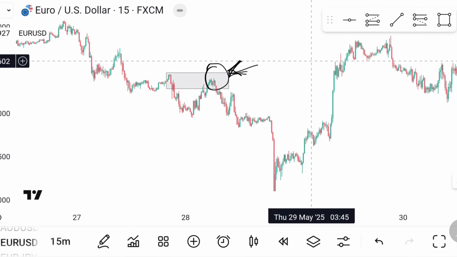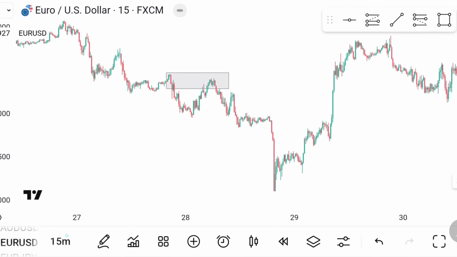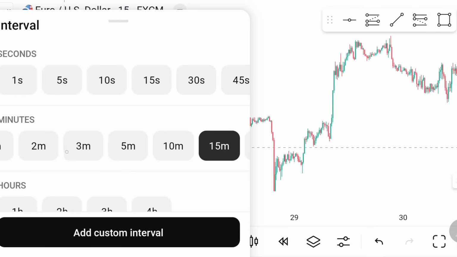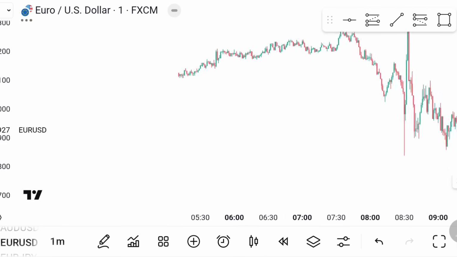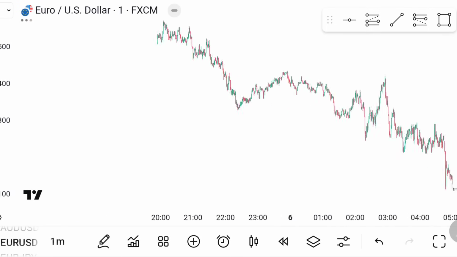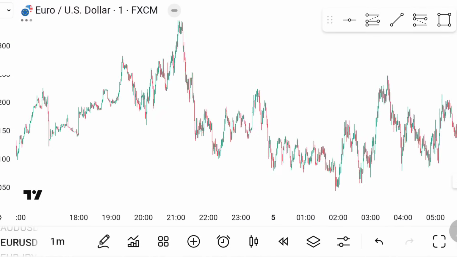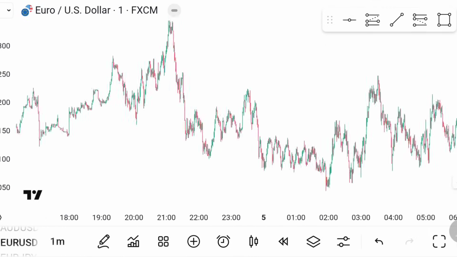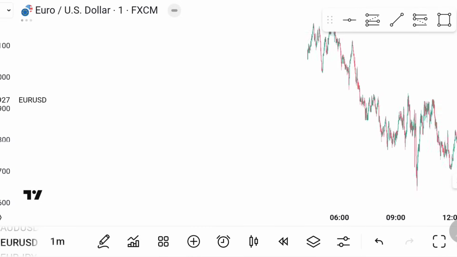So we want to see this entry on a lower time frame. So I want us to step down to a lower time frame. This is the 15 minutes time frame, Euro USD. Let us step down to like a 1 minute time frame and see how that would work out. Stay with me on this. I'm just trying to show you a winning strategy that can help you get your 100% win rate if you follow this principle I'm showing you.